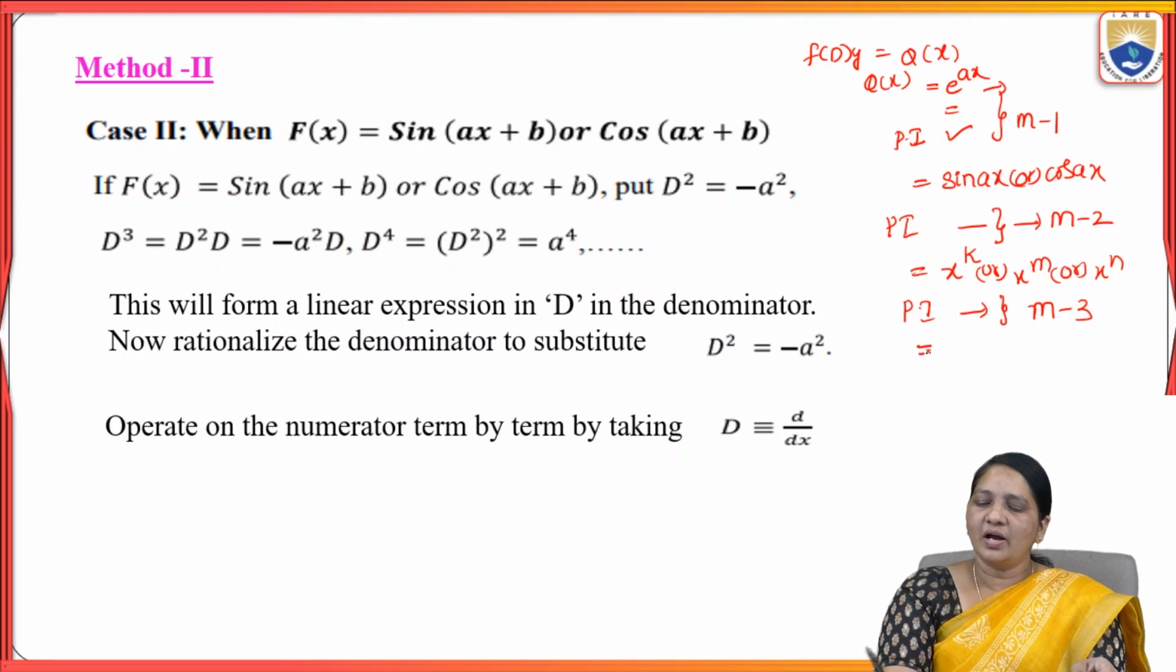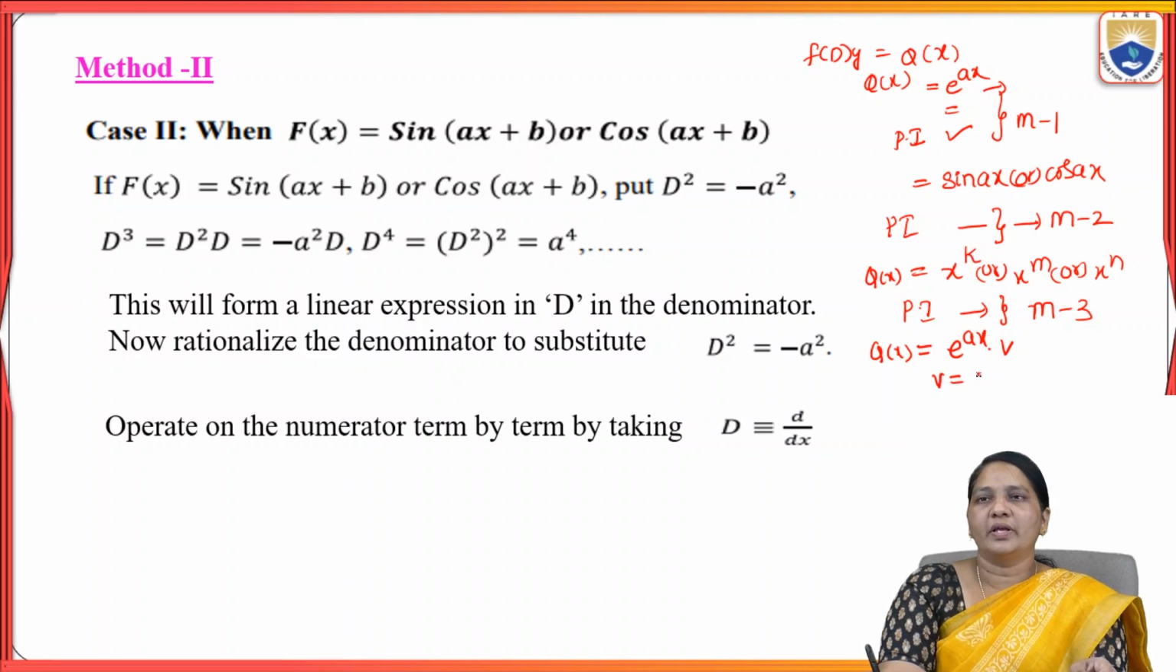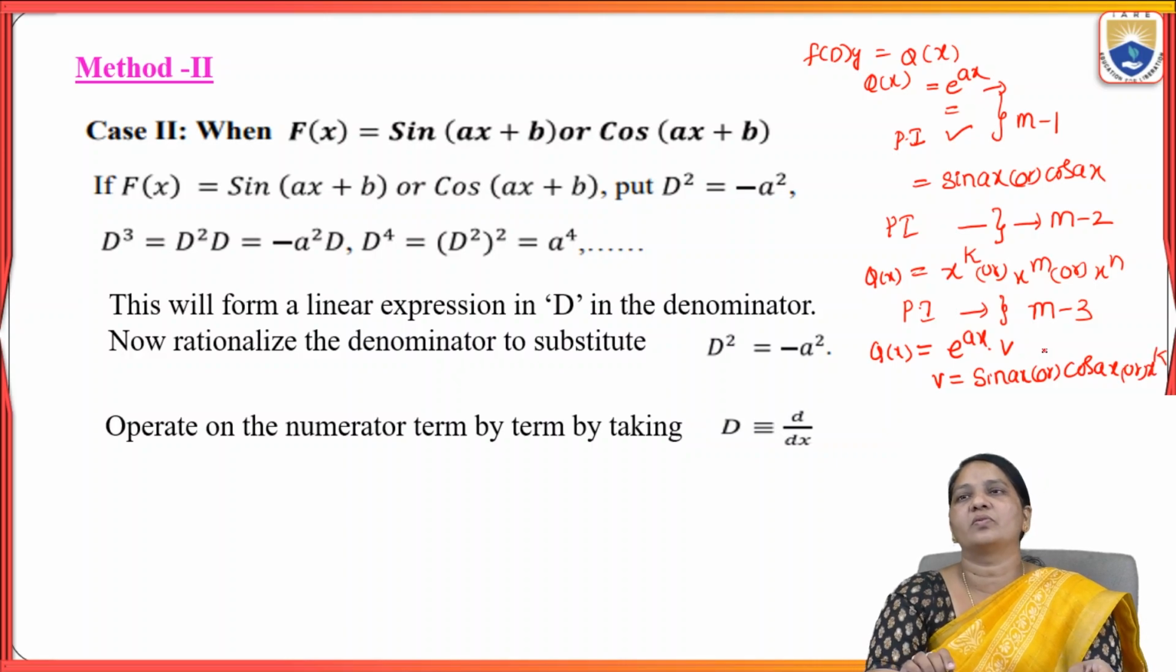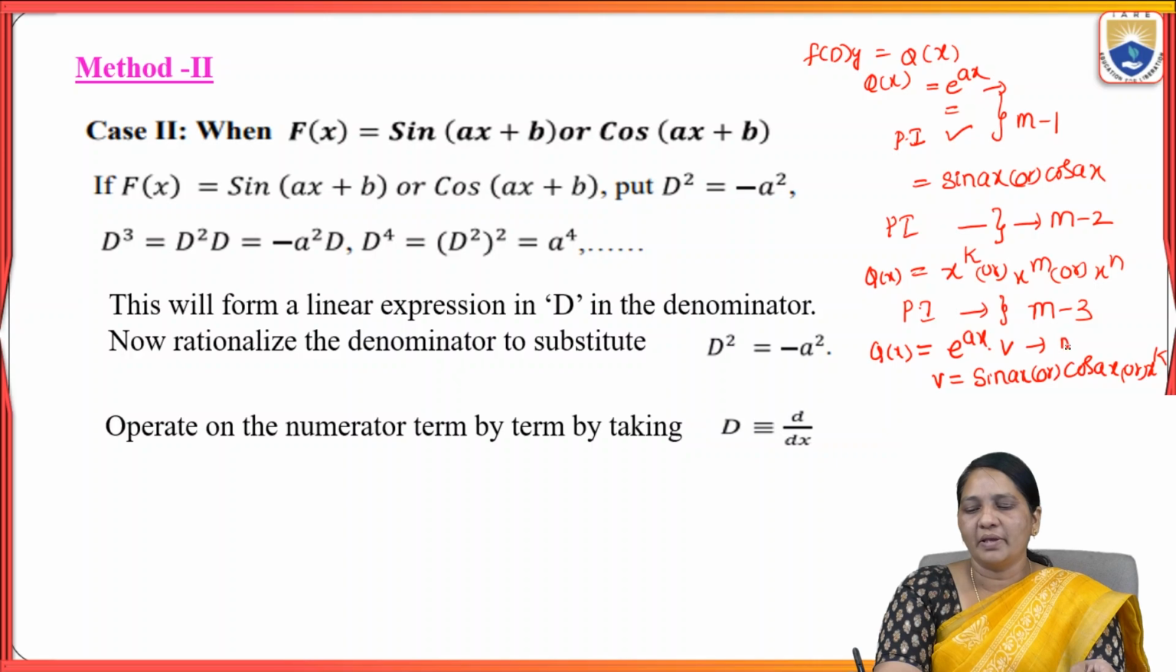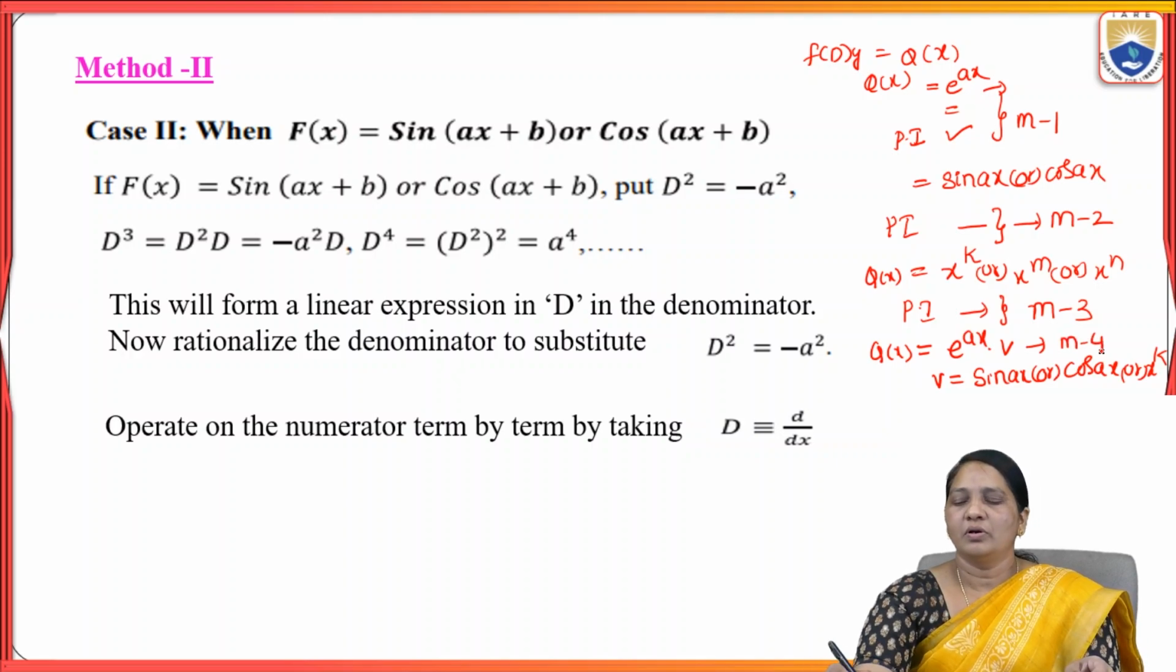And if we have a Q of x value e power ax into V, what is the meaning of V here? In place of V, we can have sin ax or cos ax, or x power k. So these three values we can have in place of V. This is method 4. So now we completed method 1, and today I am going to discuss method 2.